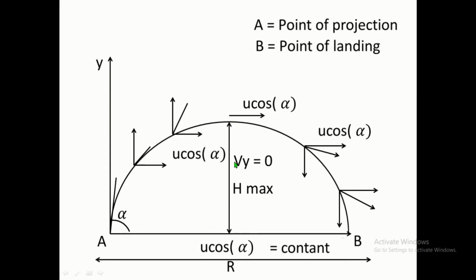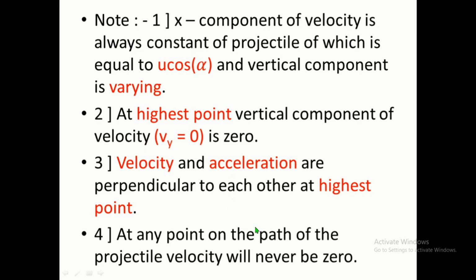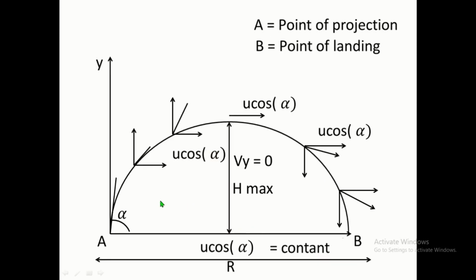Next, at any point on the path of the projectile, velocity will never be 0. Velocity is equal to under root Vx square plus Vy square, where Vx is the horizontal component and Vy is the vertical component. At any point, the horizontal component of velocity will be there, and its square will always be positive. At the highest point the vertical component is 0, therefore the velocity will be minimum at this highest point only, equal to u cos alpha. At all other points it will be greater than the horizontal component, but it cannot be 0 at any point of the projectile.